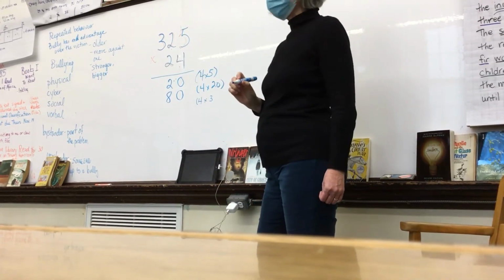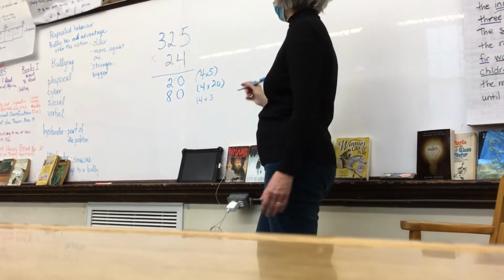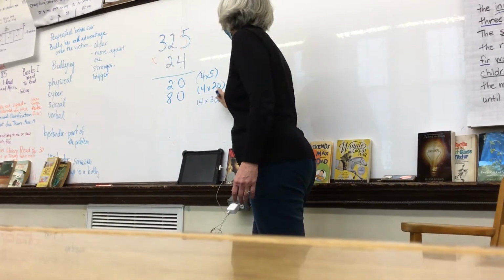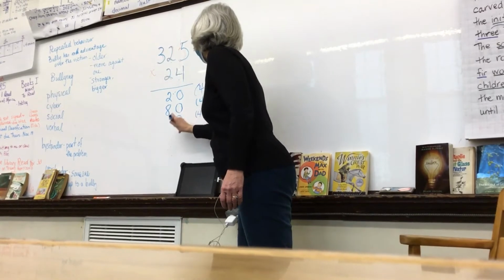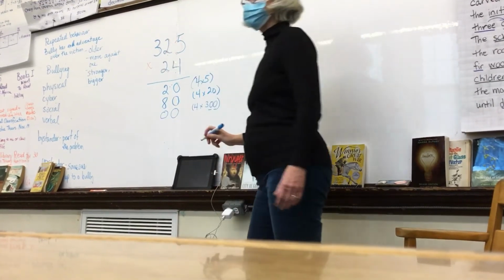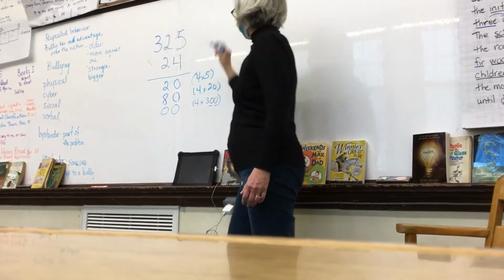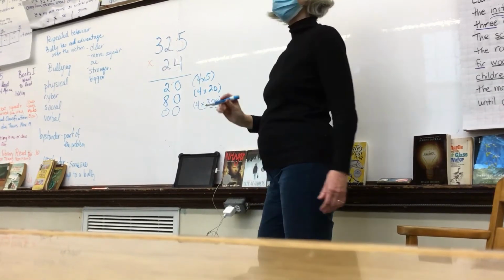What place is hundreds? Because that says 325, right? So this is 4 times 300. So I'm not multiplying by ones, I'm not multiplying by tens, I'm multiplying by the 100. What's 4 times 3? Emma?